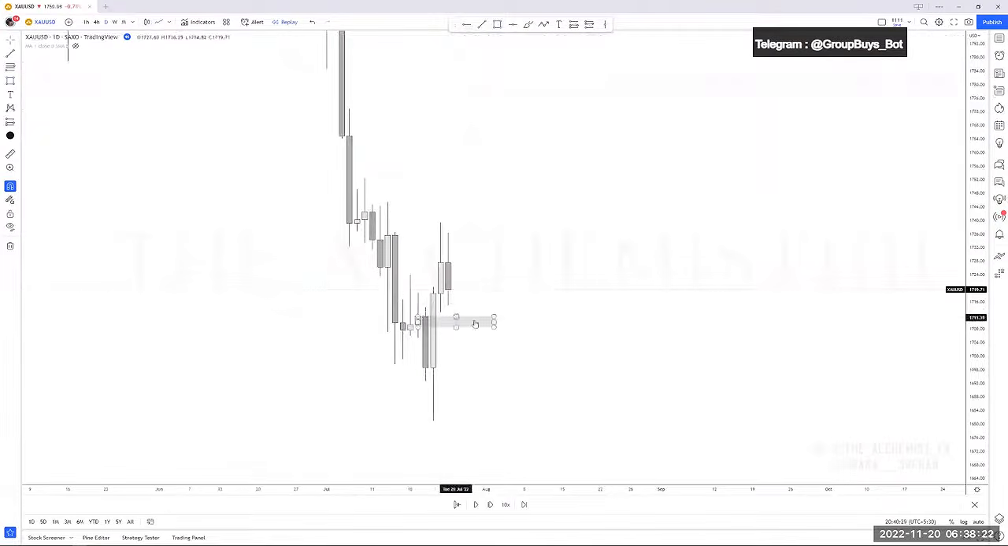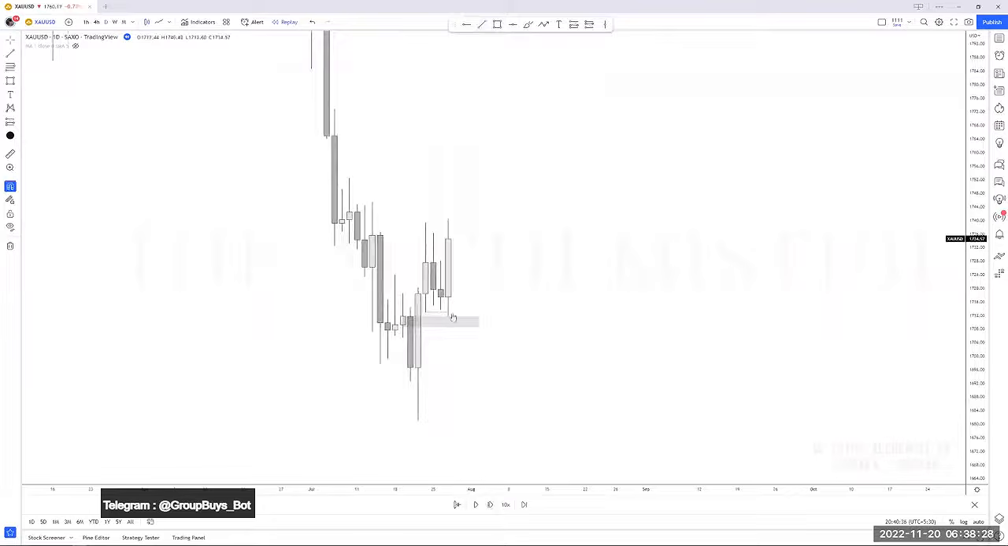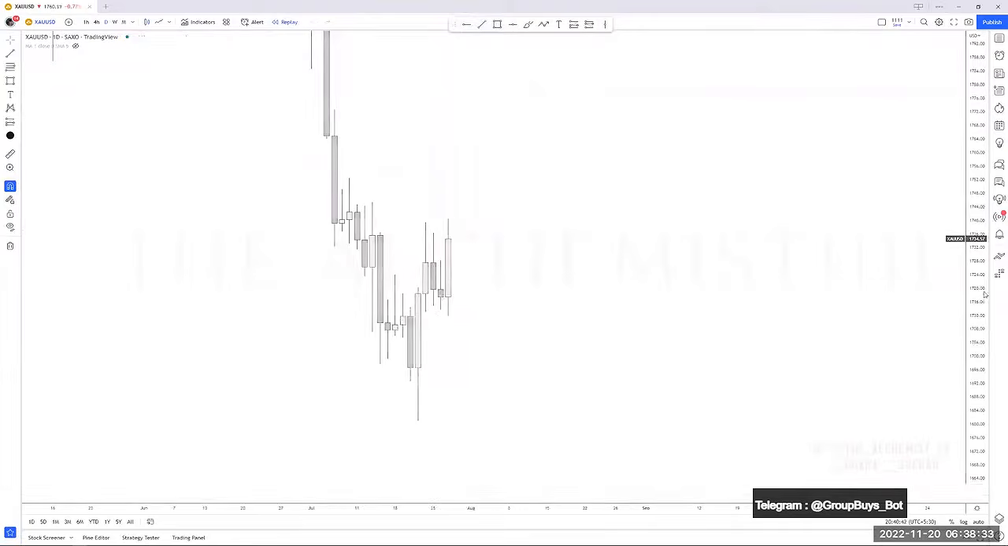It is broken, then it will act as what? A support. And also we have some liquidity above it, which means these previous days lows and all that stuff. So what happens? There it goes. It taps, and then it starts to fly. Okay, so that will be RBS.